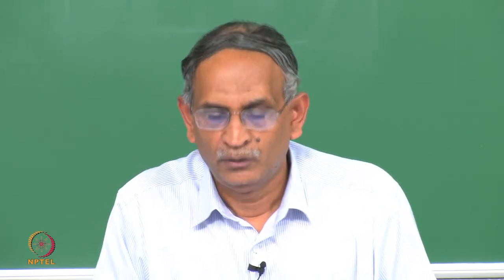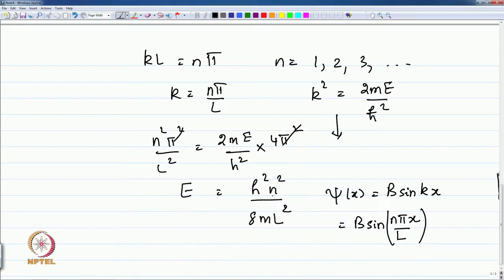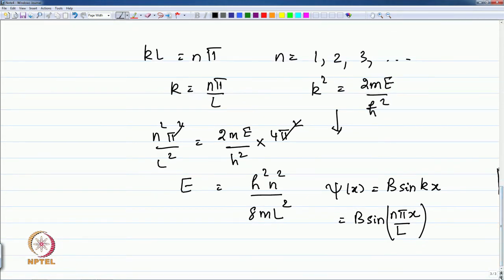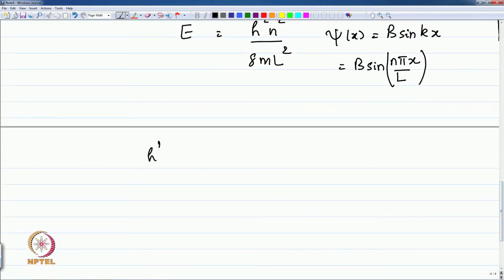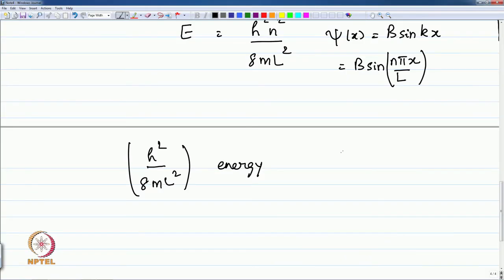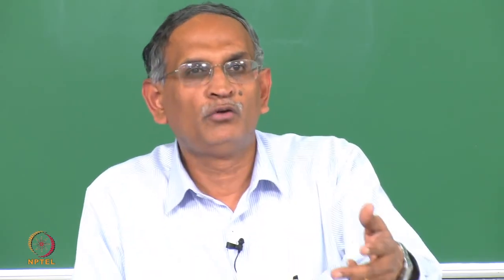So, this is the simplest solution, but with two important results. One is that the energy for the particle in the box, which is subject to boundary conditions that the wave function vanishes at the boundaries, appears to be quantized, not arbitrary. You recall the quantity h square by 8 m L square has the dimension of energy, and it has only the two inputs for this problem, namely the mass of the particle m and the length of the box L, and the other constant is of course Planck's constant.